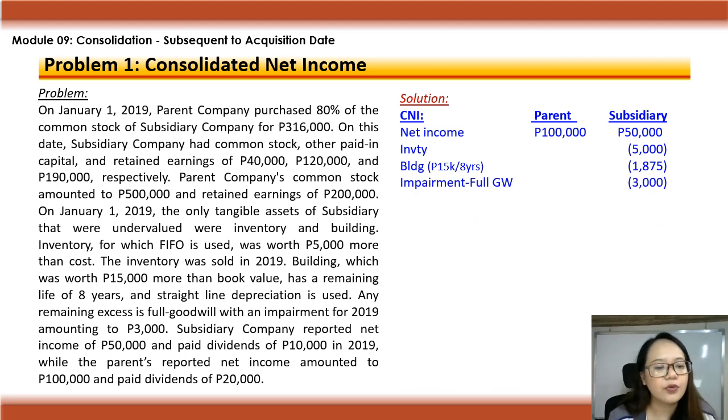Okay, let's continue. Sabi mo, your goodwill is any remaining excess is full goodwill with an impairment for 2019 amounting to 3,000. Full goodwill ka. Again, kapag full goodwill, ang may share ng impairment loss, si parent sa kasi NCI.